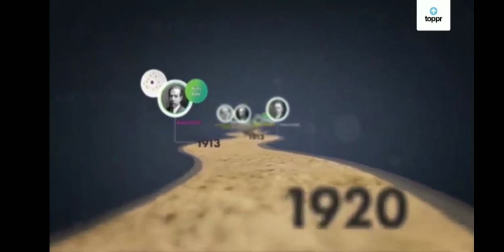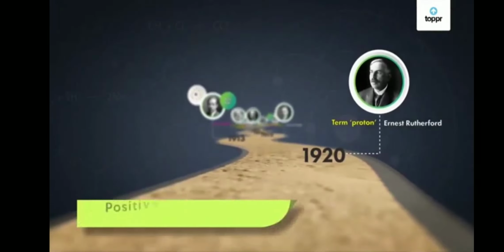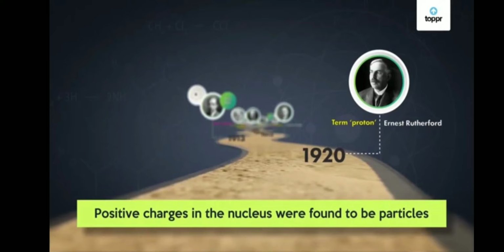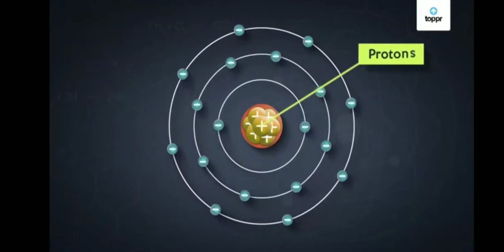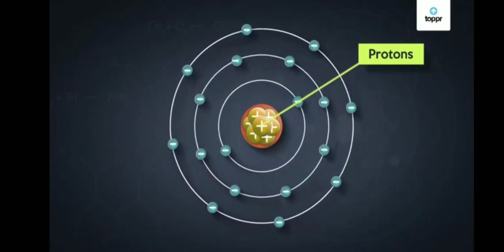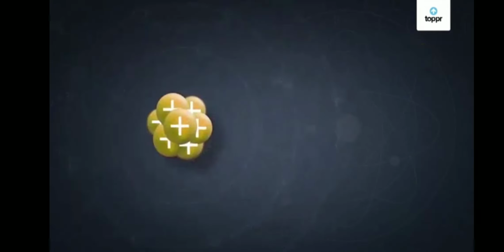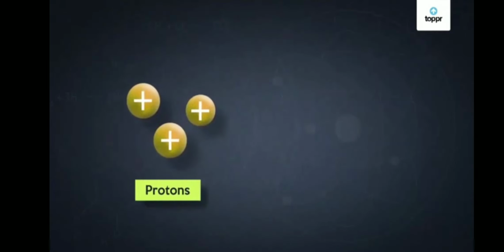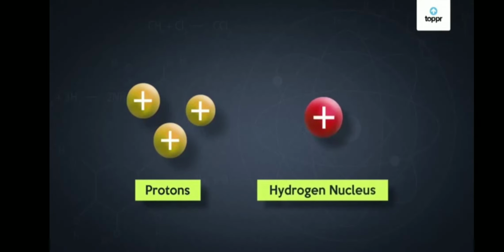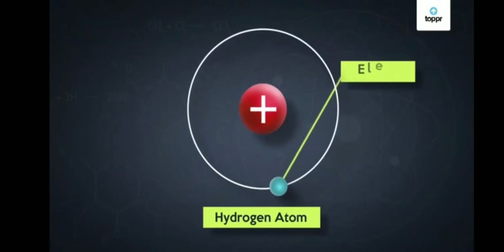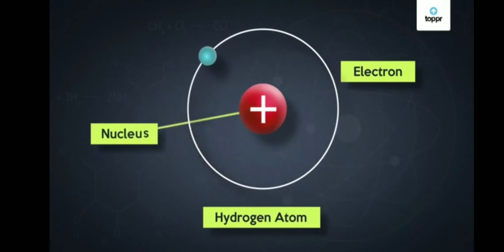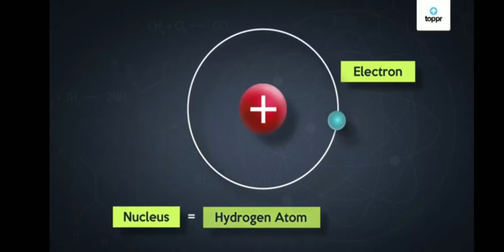Consequently, Rutherford and other scientists discovered that the positive charges in the nucleus were in fact particles. Rutherford named them protons. Scientists studied the properties of these particles in detail. It was found that protons are identical to a hydrogen nucleus. Now, what is a hydrogen nucleus? Well, a hydrogen atom contains one electron and a nucleus. Hydrogen nucleus is simply the hydrogen atom minus the electron.